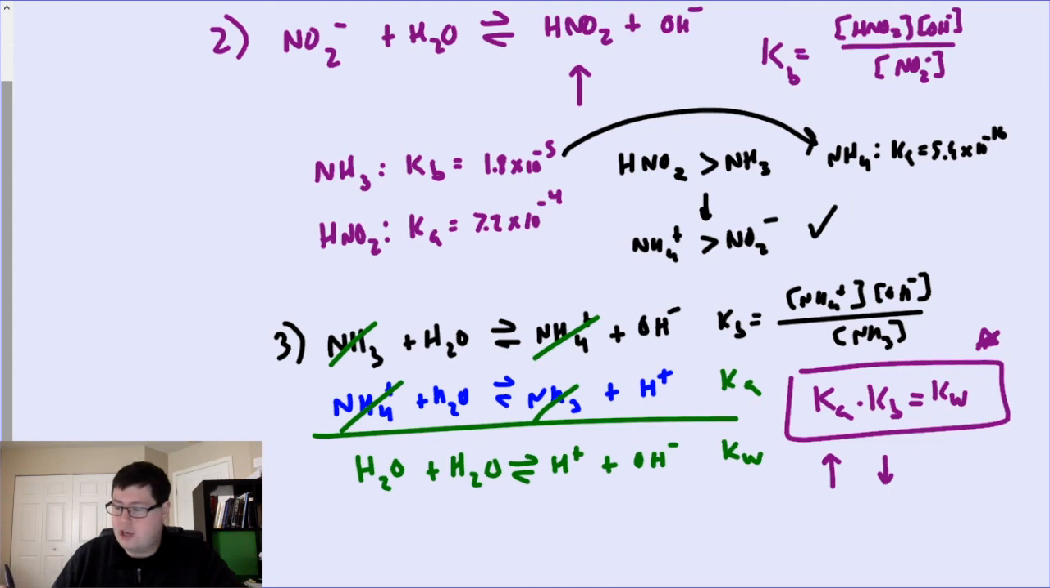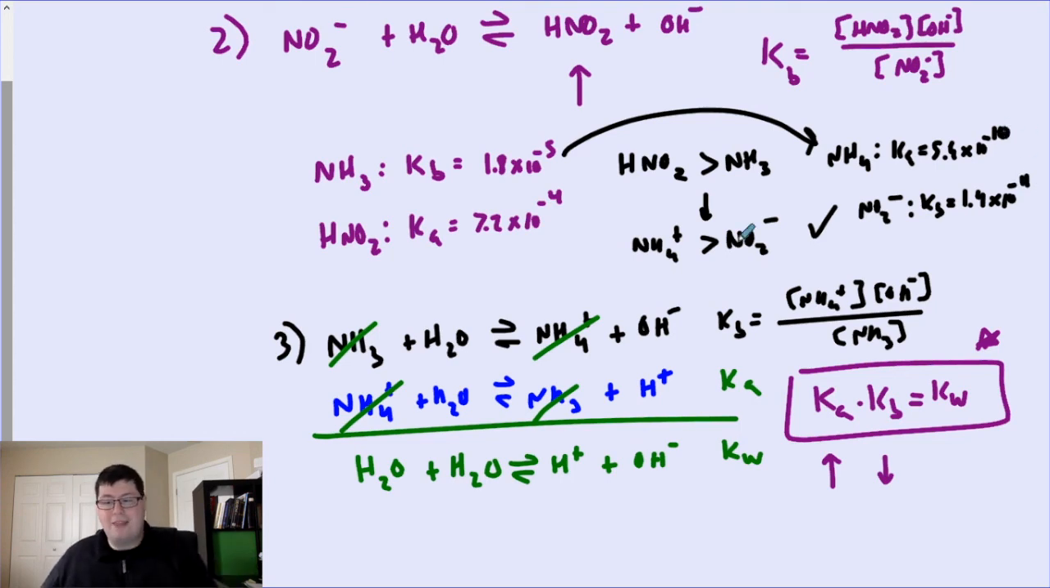And for HNO2, sorry, not NHNO2, NO2-, the conjugate base of this, when you plug in the Ka and solve for Kb, I end up getting 1.4 times 10 to the minus 11th. So I've got minus 10 here and minus 11 here, and that confirms that original prediction that we had before, that NH4+ is going to be stronger than NO2-.